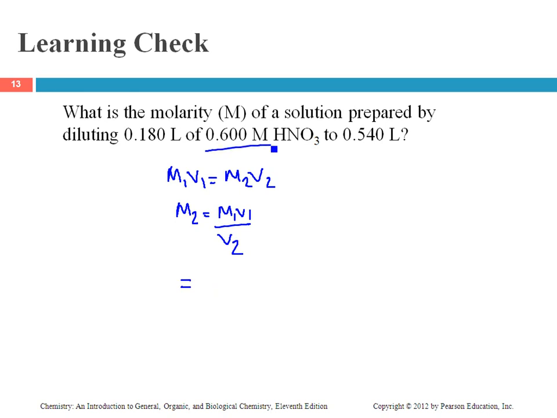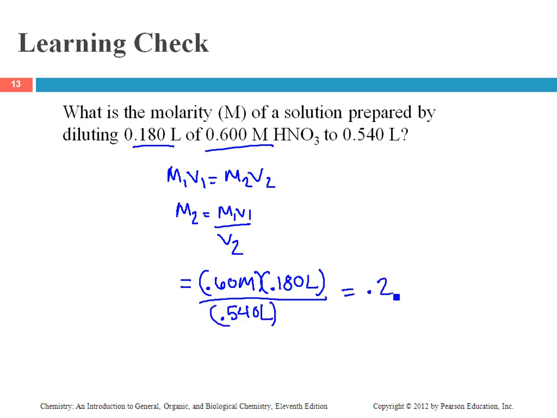We're given 0.600 molarity. We multiply this times V1, so it's going to be our smaller of the two volumes we're given. So we're given 0.180. And our V2 is 0.540. And if we do the math, multiply the two numbers on the top, divided by 0.540, we get a 0.200 molar nitric acid solution.